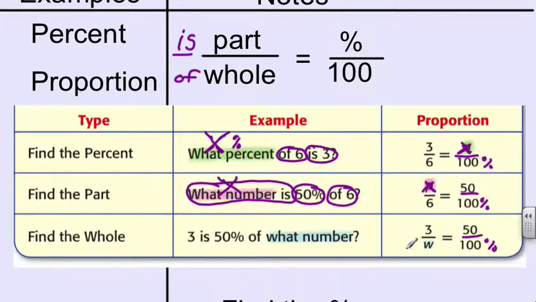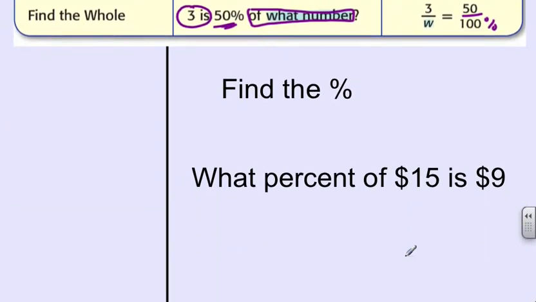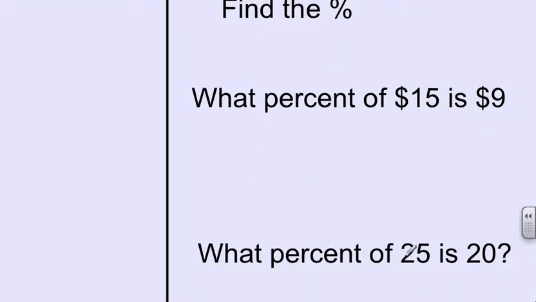Last but not least, what we have here is another example. 3 is 50% of what number? 50% again is the easiest, so we just put it right over 100. 3 is, the is up here is on the top part, the numerator, so I'm going to put 3 on the numerator, and what number goes on the bottom as the denominator. Now we didn't solve any of these, but that's just how to set it up. Is over of equals percent over 100, part over whole. So let's look at a few examples.